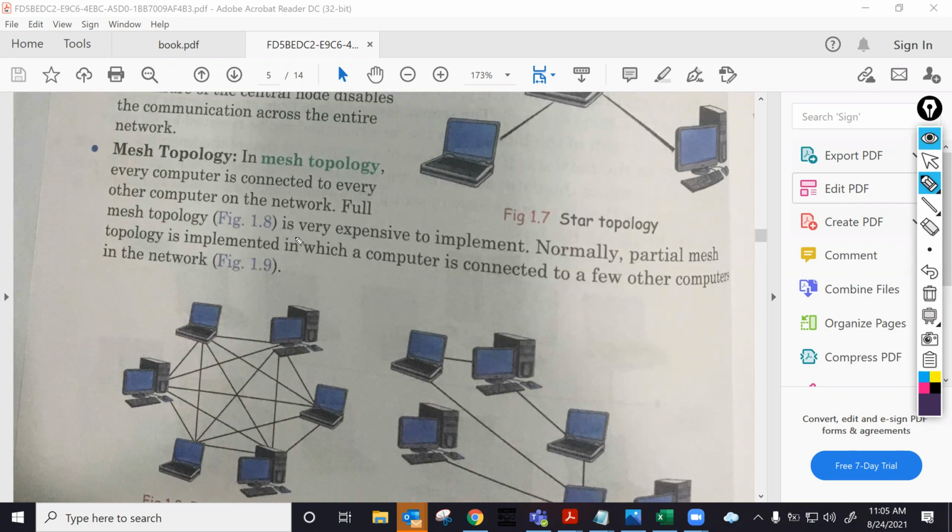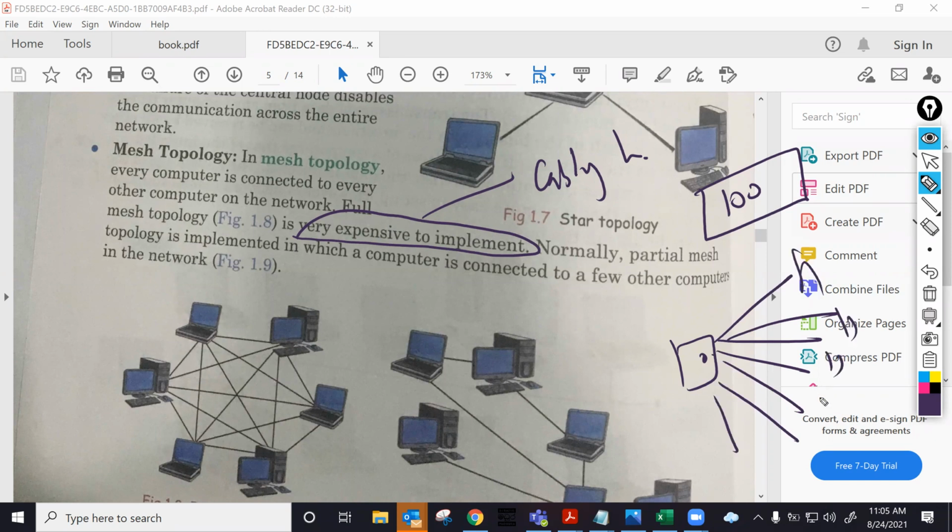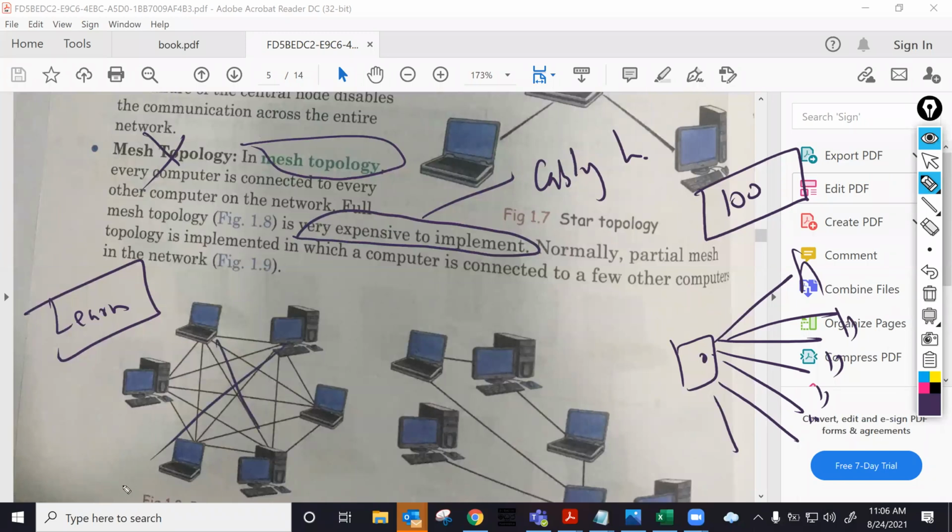Full mesh topology is very expensive. That's all. Because how many cables should you lay? Assuming that we have 100 computers, just imagine 100 computers. Each and every computer should be connected to each and every other computer. Normally this mesh topology is not used, but theoretically we have to learn it. Do you think anyone has implemented it in practice? No, no use, no point. It's unnecessary spending of money.